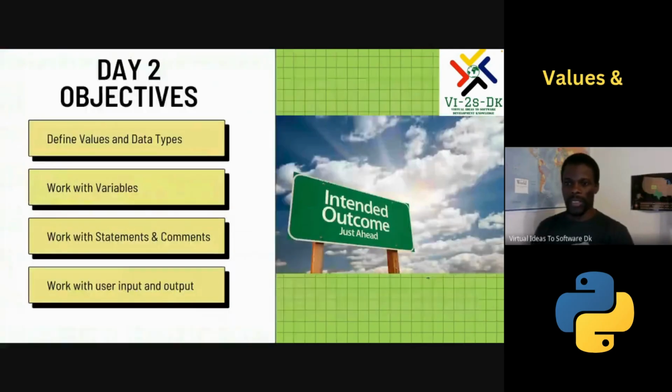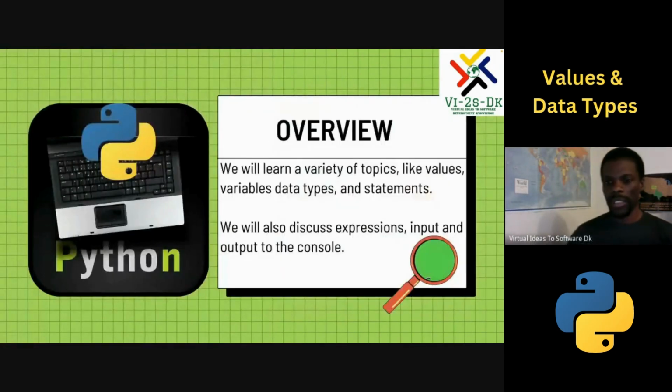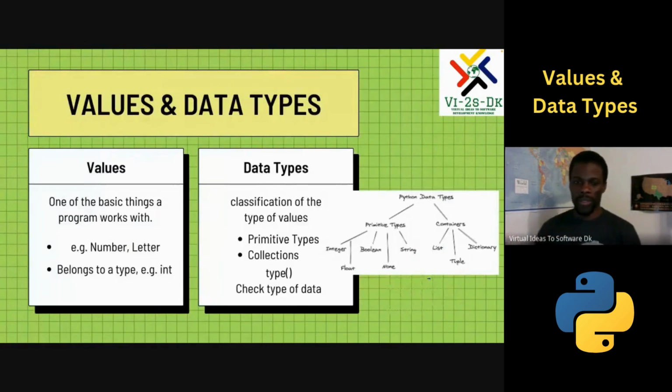Good. So let's proceed. We've talked about the objectives and the overview. So to get started, values. Let's talk about values and data types. What are values? Values are just one of the basic things that a program works with, right?